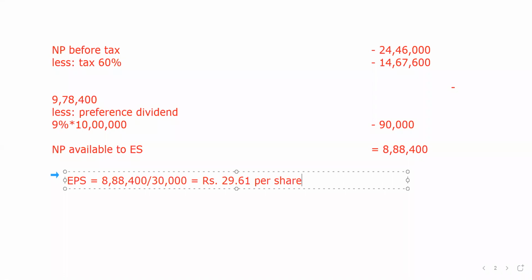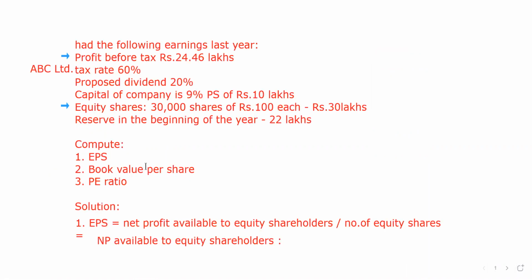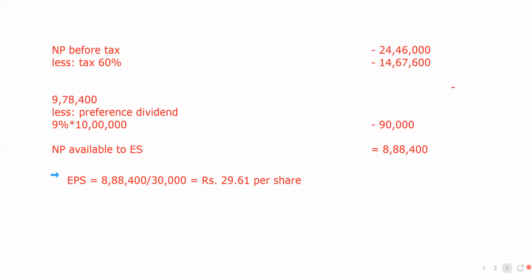So that is EPS. Then second one is, what is the second question? Second question is book value per share. Book value per share we have to calculate. In order to calculate, this is a tricky one. In order to calculate book value per share, what all information do we require? Can somebody tell me?